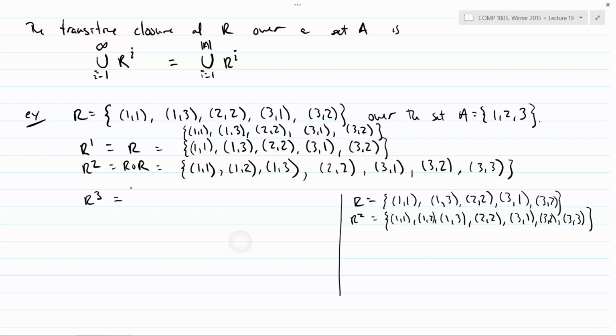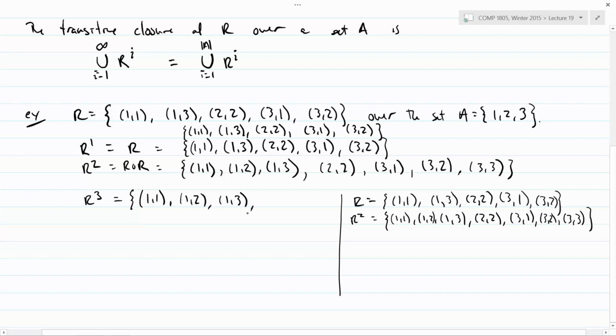All right, so what is r cubed going to be? So I like to go in order. So will I have 1,1? Yes, I have 1,1 and 1,1, therefore I have 1,1. Do I have 1,2? So how do I get 1,2? 1,1 and 1,2. Do I have 1,3? How? 1,1 and 1,3. All right, that's all my ones.